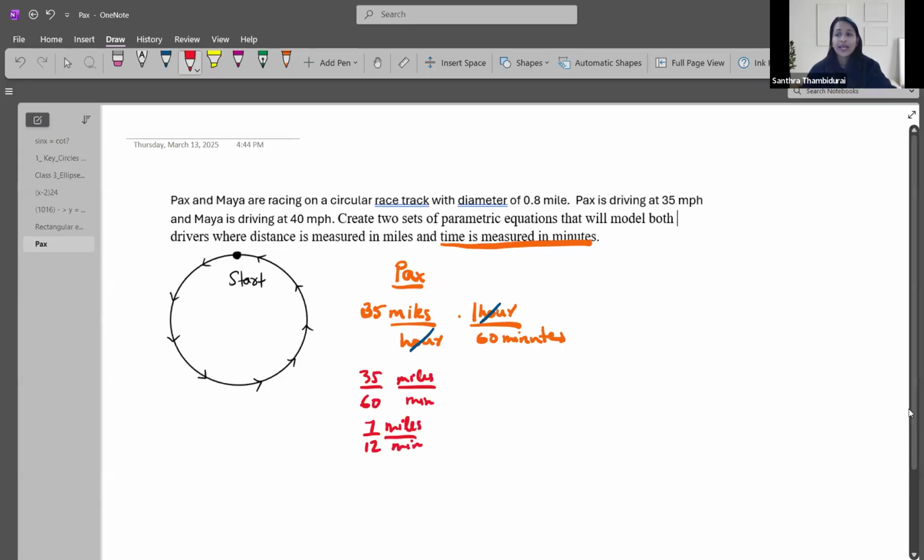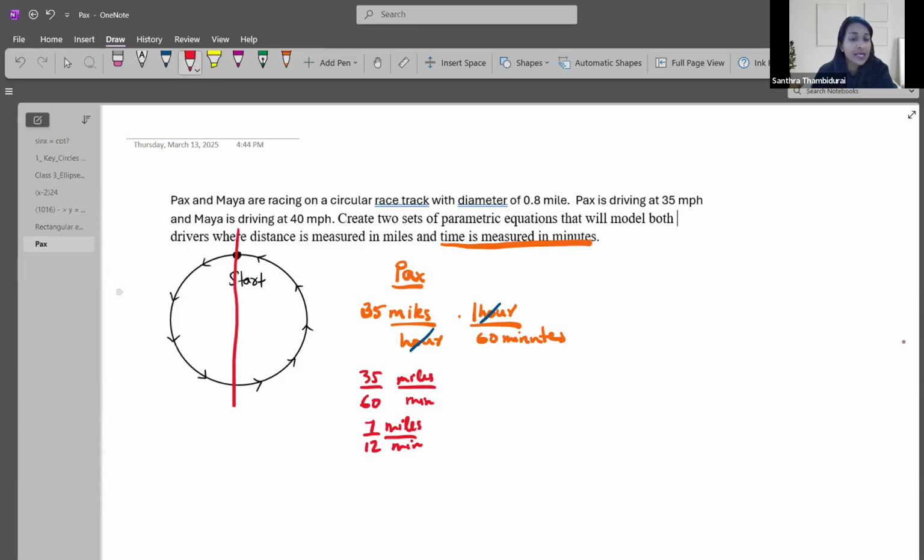That's a speed. Now the question is asking you to create two sets of parametric equations that will model both drivers. Because it's going in a circular motion, we can think about this as being placed on a coordinate plane with center at the origin, and you can model both the x and y using sine and cosine functions. So before we get into actually writing both those equations, let's figure out what our period is, because our period helps us find the b values.